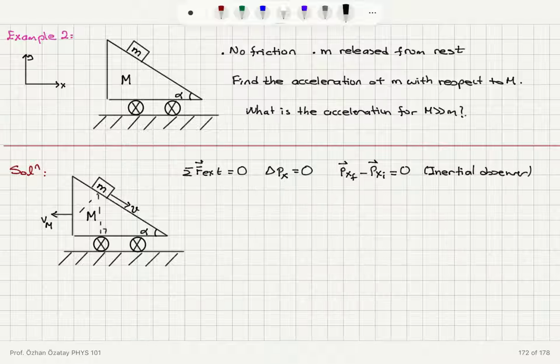So who is the inertial observer? This is the inertial observer, the Earth observer watching this event, because there is no fictitious force according to the inertial observer. And we can see that we can write this momentum conservation.